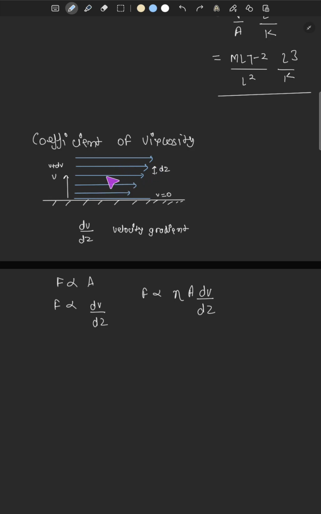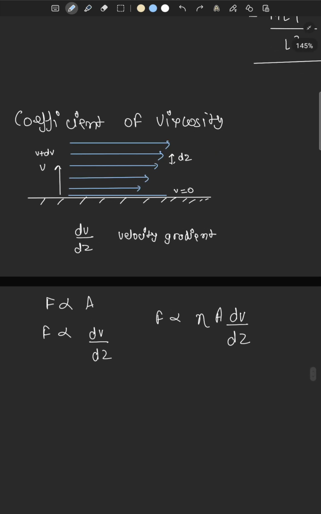Now you have seen that the layer on the top moves with maximum velocity, and the layer which is in contact with the ground has zero velocity. Okay, so it is like that when there is a sea, the layer of water which is in contact with the seabed is at zero speed, and the layer at the top moves with maximum speed.